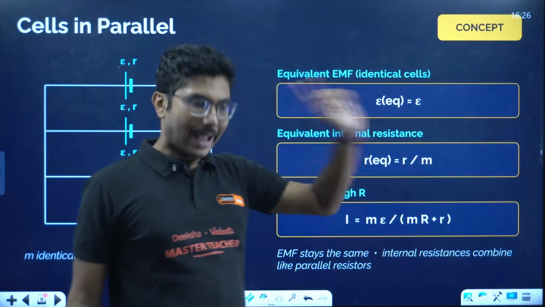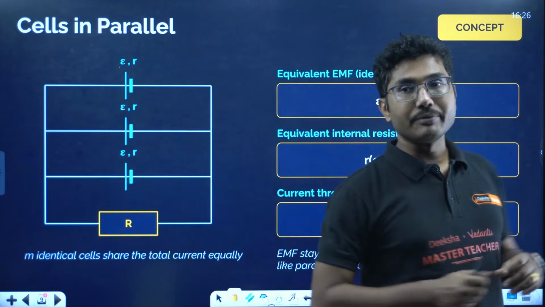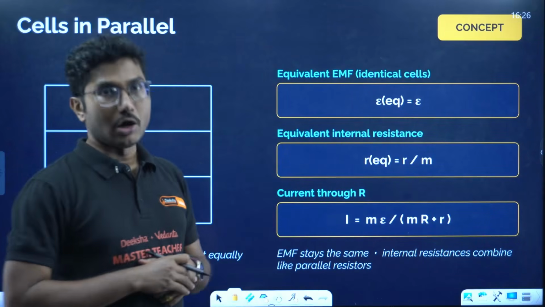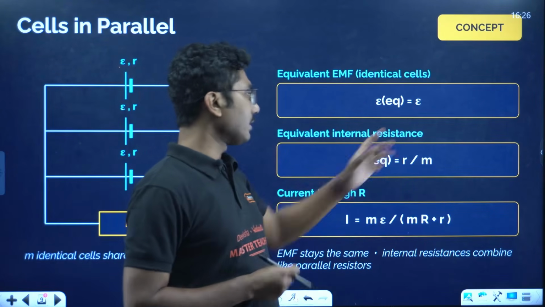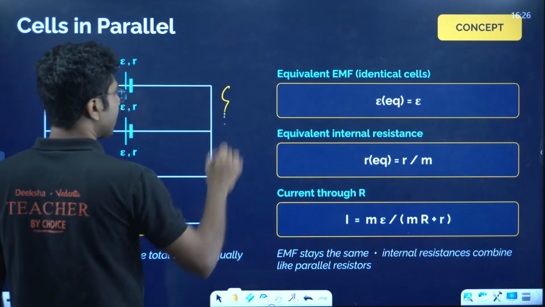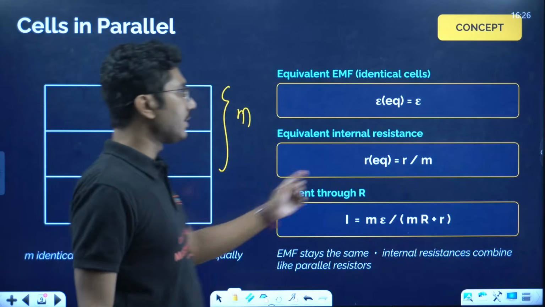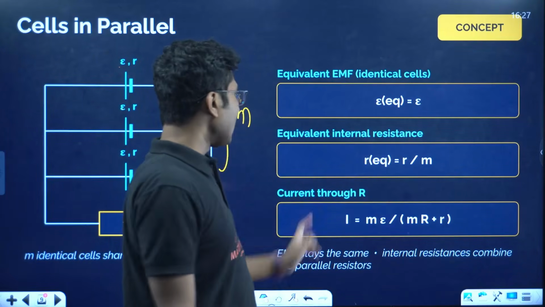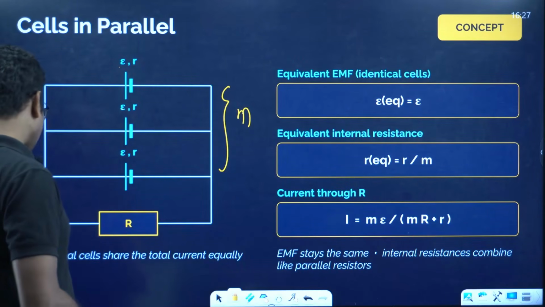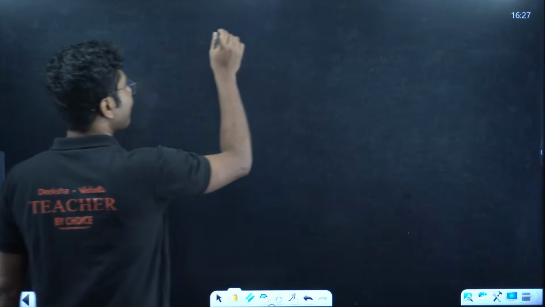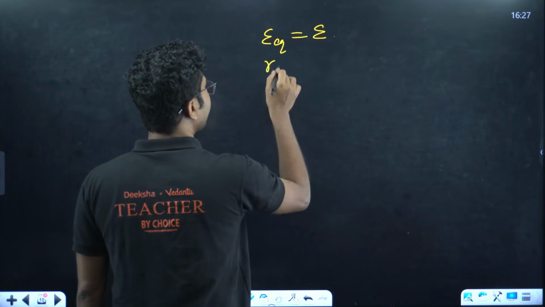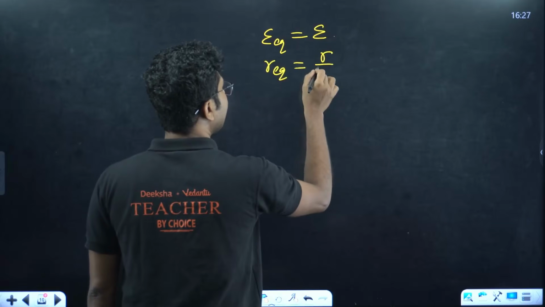Parallel combination of cells is used to give you a stable output voltage. Equivalent internal resistance is given by r by m if m number of cells are connected in parallel. Current through the circuit is m epsilon divided by R plus m r. Now let's look into that as well. If all of them are the same, the equivalent EMF is epsilon, and r equivalent is given by r by m.